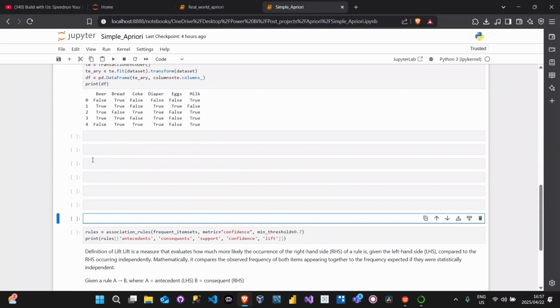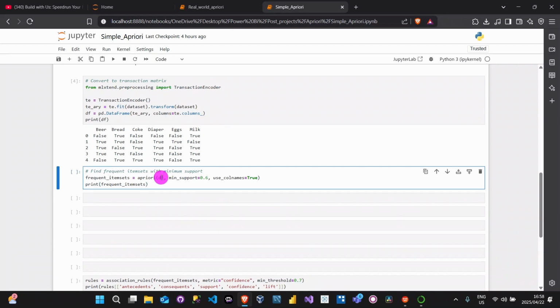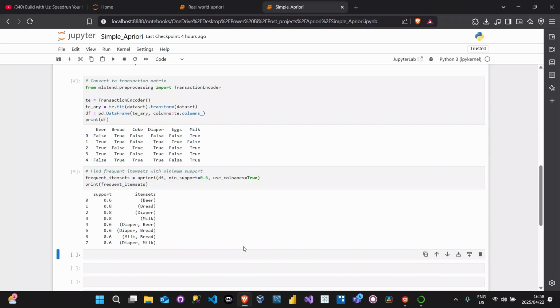Let me take this. In this step, what we are simply saying is, let's apply the Apriori algorithm to our dataset, this df that we have. Then we have the minimum support, which is 0.6. I'll talk about these metrics as I've highlighted in the opening of this video. Then we use use_colnames as true, which says return column names. If we run this, in this instance, beer has got a support value of 0.6.